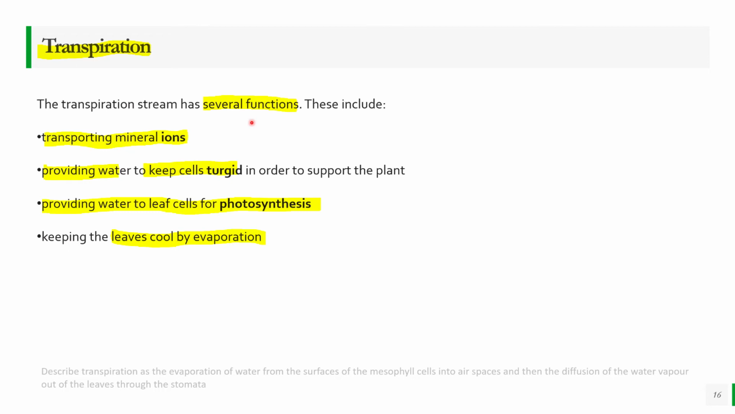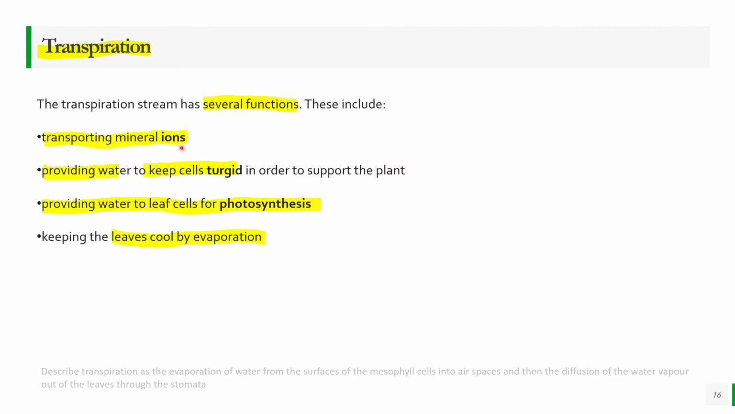So transpiration has many factors. Here there are 4. The main function, of course, is that transpiration is the transport of water, right? From the roots all the way to the leaves, and then water will leave through the stomata. But apart from that, it also helps to transport mineral ions.